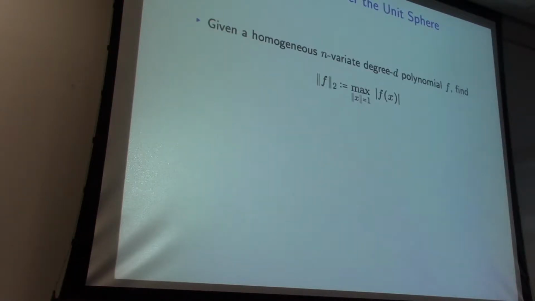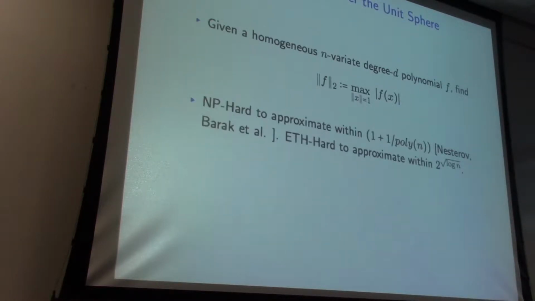So today we're going to study a natural generalization of this question. Specifically, you're given a homogeneous n-variate degree d polynomial, and you want to maximize this over the hypersphere. Here's what's known about the problem. It's NP hard to approximate to within 1 plus 1 over poly of n. I think this hardness should be improved. This is due to Nesterov and also another paper due to Barak et al. It's also hard, assuming the exponential time hypothesis, to approximate to within 2 to the root log n. So this is approaching polynomial hardness.